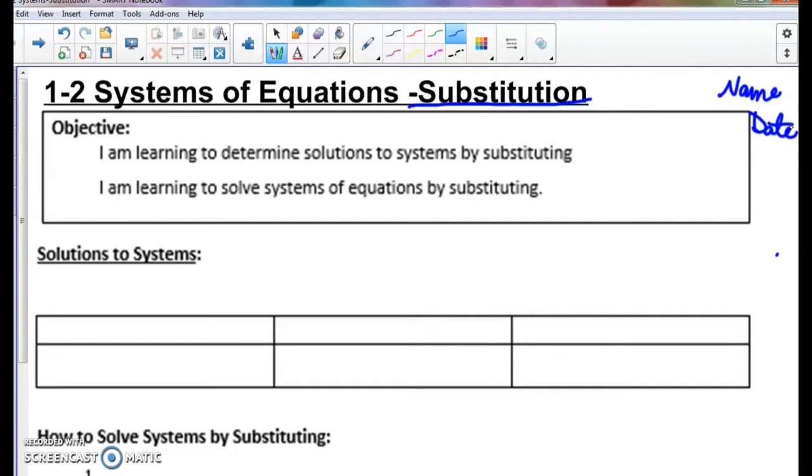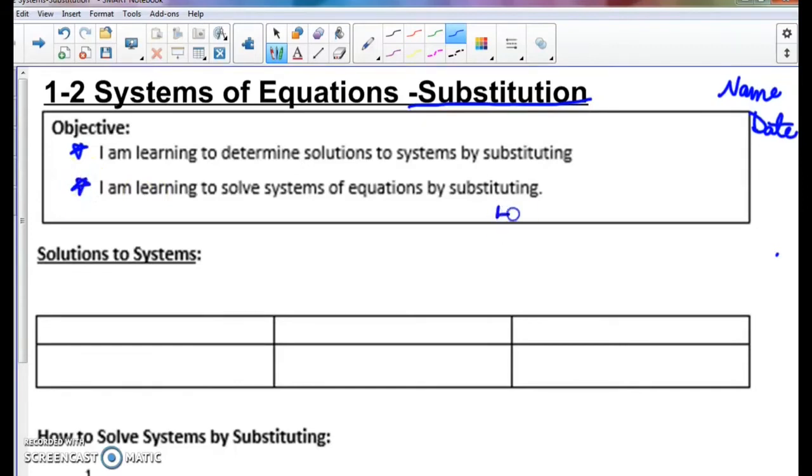And just to remind you, you can push pause anytime you need more time to write something down, and then push play when you're ready. So our first learning target is that I am learning to determine solutions to systems by substituting, and I am learning to solve systems of equations by substituting.